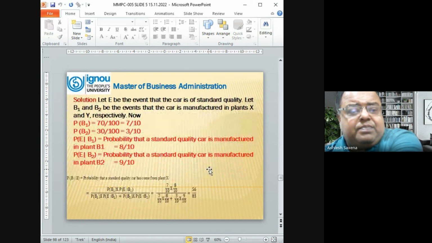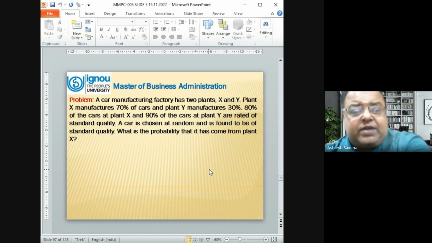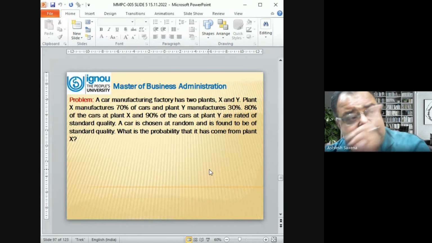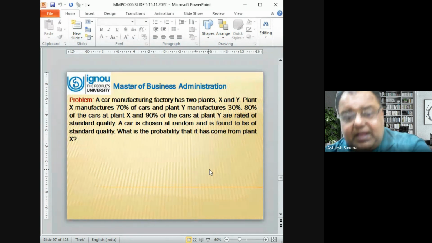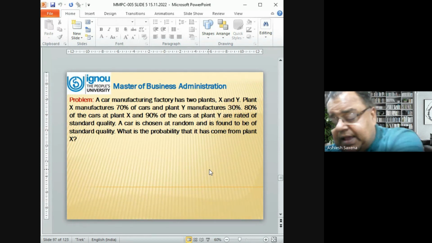You remember Bayes' theorem. A car manufacturing factory has two plants, X and Y. Plant X manufactures 70% of the cars, and plant Y manufactures 30% of the cars. 80% of the cars of plant X and 90% of the cars of plant Y are rated to be of standard quality. A car is chosen at random and it is found to be of standard quality. What is the probability that it has been drawn from plant X?